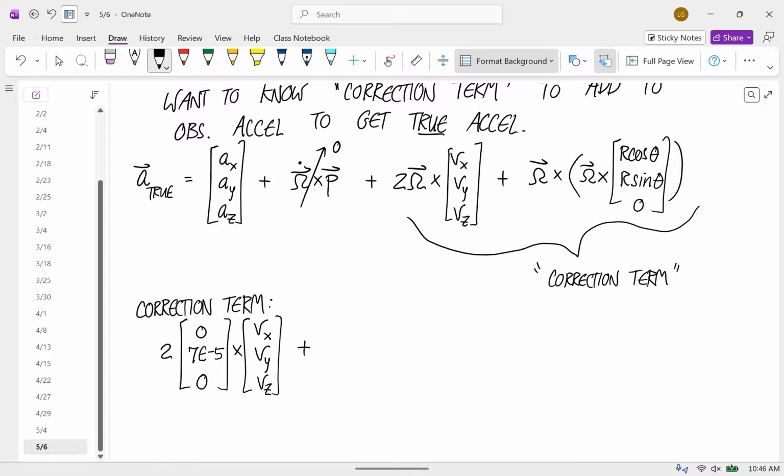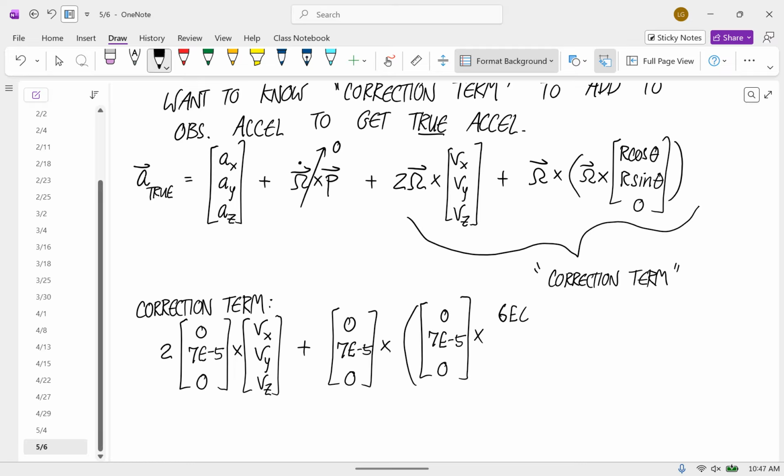plus the angular velocity of the coordinate system. So 0, 7 times 10 to the minus 5, 0, crossed with the quantity 0, 7 times 10 to the minus 5, 0, crossed with 6 times 10 to the 6 times the cosine of theta, 6 times 10 to the 6 times the sine of theta, 0.